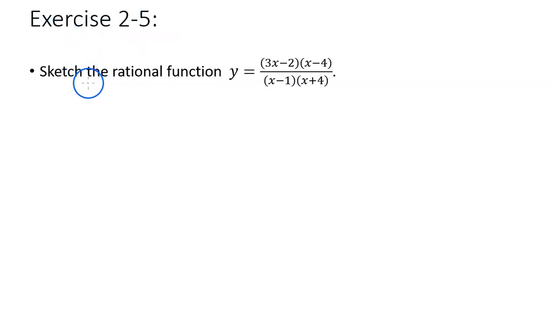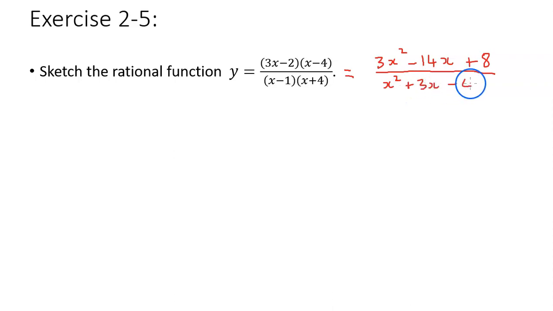Exercise 2.5. Sketch the rational function y equals 3x minus 2 times x minus 4, divided by x minus 1 times x plus 4. Okay, so first we've got to collect our information like usual. Just to make some of this a bit easier, let's expand it out as well. So that will be 3x squared minus 2x minus 12x, so minus 14x, and then plus 8, divided by x squared, and then minus x plus 4x, so plus 3x minus 4.